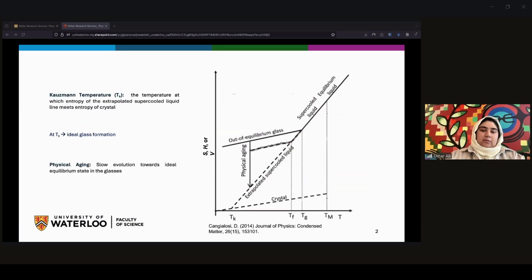So why are we interested in studying glasses? Kauzmann realized that if one could cool the liquid at a slower rate, one could go all the way down to the temperature where the entropy of the supercooled liquid line will be equal to the entropy of the crystal. Before that happens, a glass transition intervenes, and the glass formed at that point is known as an ideal glass. So when we are talking about glasses, it's important to talk about physical aging. Physical aging is the slow and gradual rearrangement of the molecules to reach the equilibrium state.